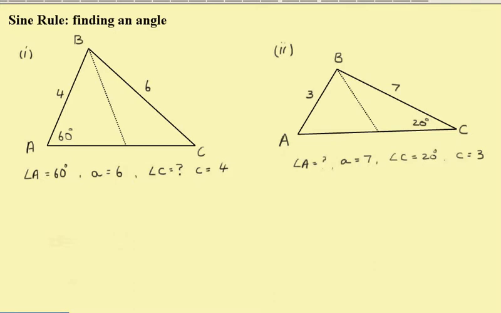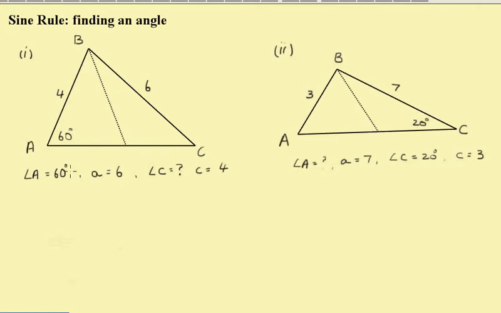The sine rule, finding an angle. There's two examples here. The first example is very straightforward. We're trying to find the angle C. But in the second case, this is called the ambiguous case, and there are actually two answers. Let's do the first one.